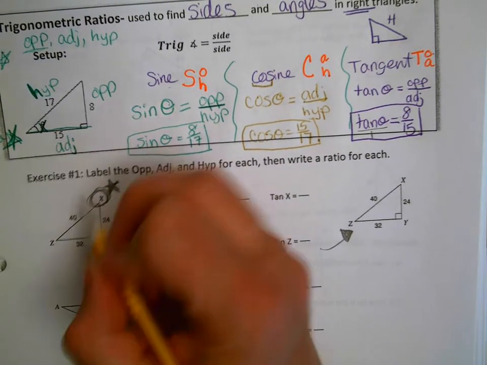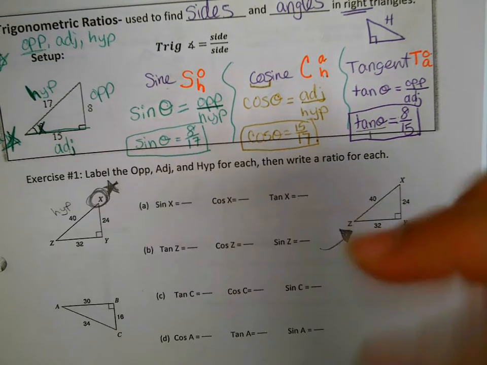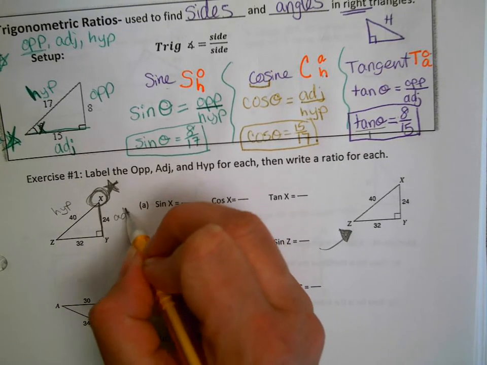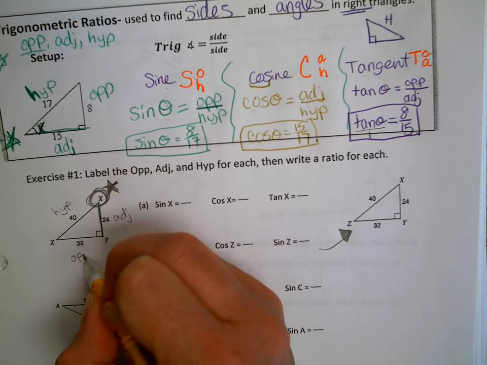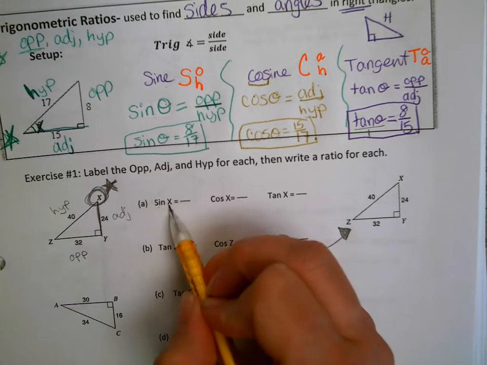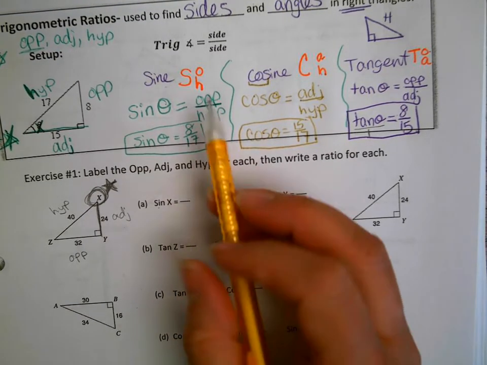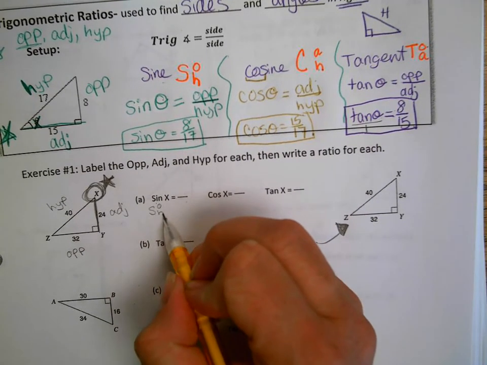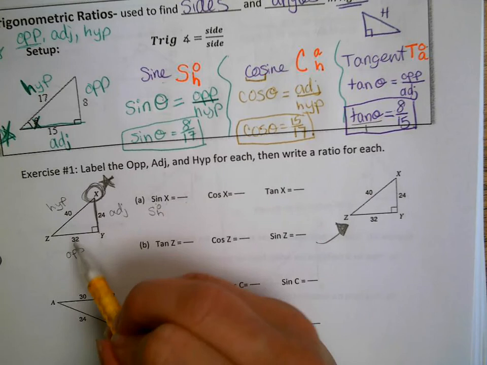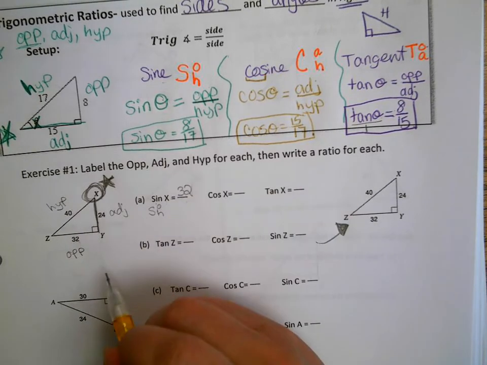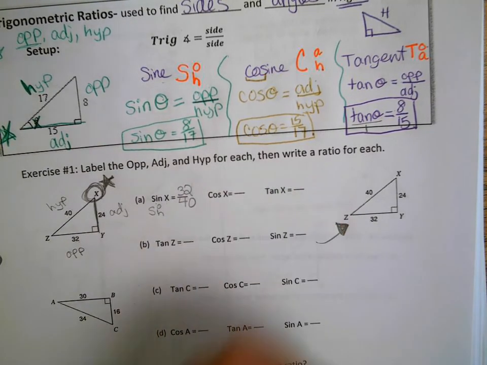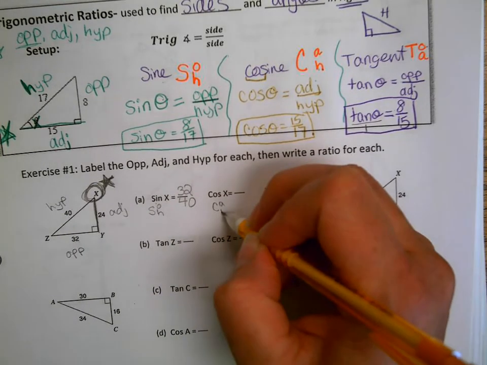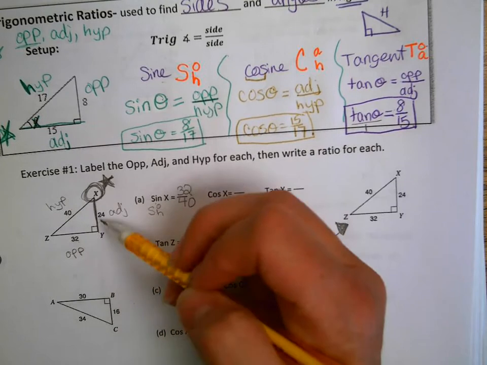But angle X, we know the 40 is the hypotenuse, so we're going to identify that. From X, this side, 24 touches it, so that's our adjacent side. And from X, the third measure is the opposite measurement. So sine of X equals the opposite over the hypotenuse, OH. So sine is opposite over hypotenuse. So the opposite side measure is 32. The hypotenuse measurement is 40. That's all I'm asking for. Cosine X is AH. So the adjacent side is 24.